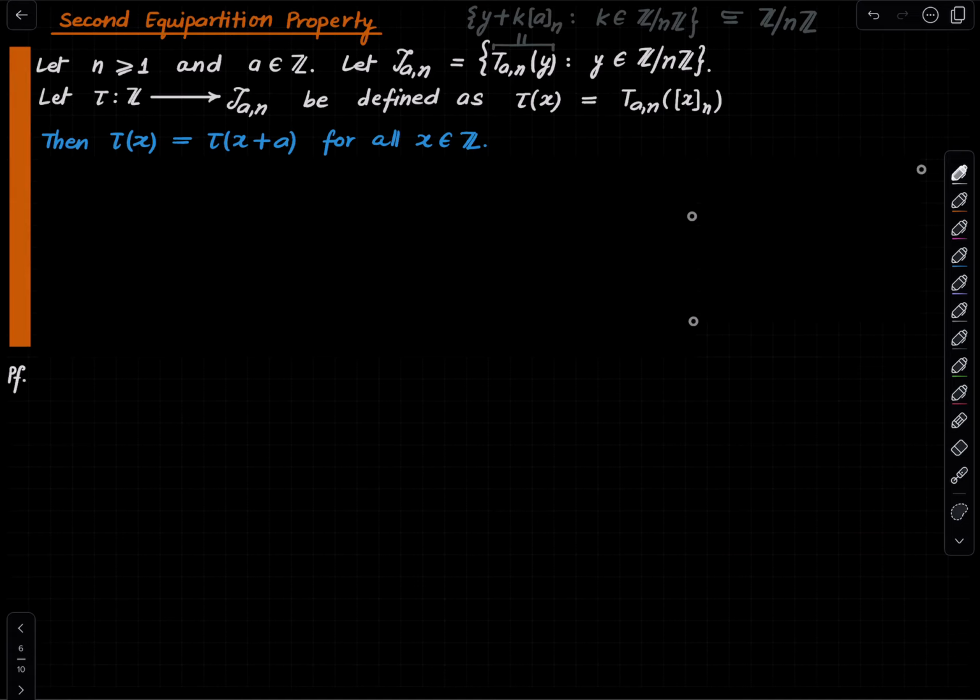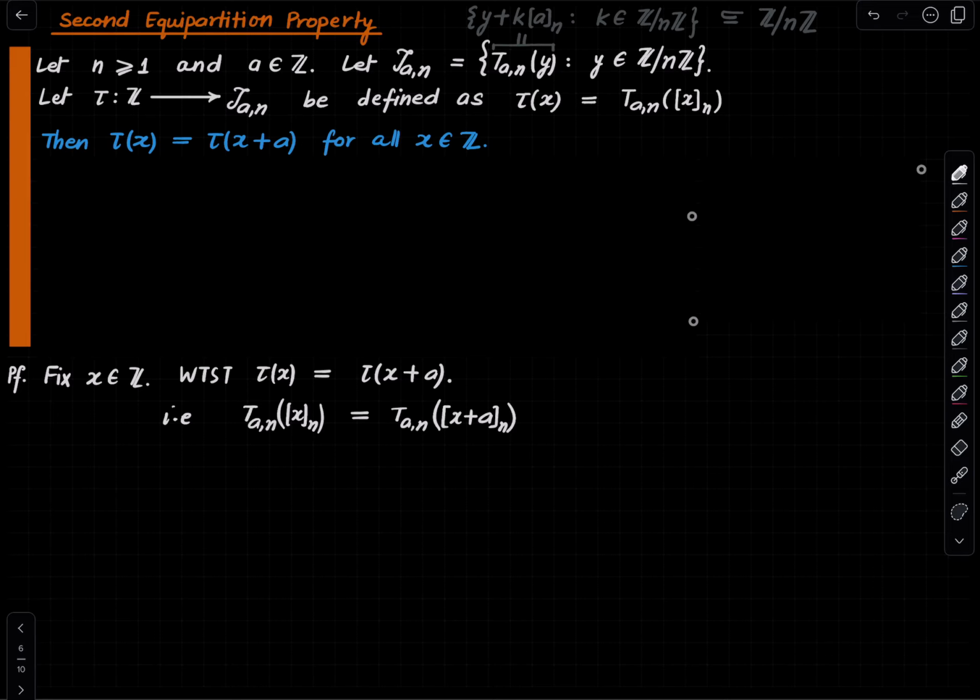Okay, so we just want to show, so fix an integer x. Want to show that tau of x is equal to tau of x plus a. But what is tau of x? Tau of x by definition is the trajectory of the remainder class of x, and tau of x plus a is the trajectory of the remainder class of x plus a. This is what we want to show.